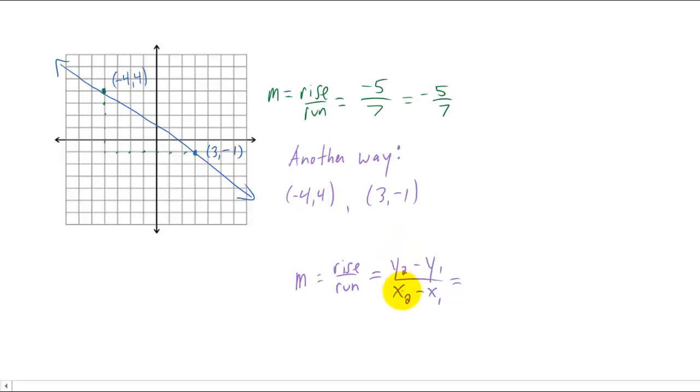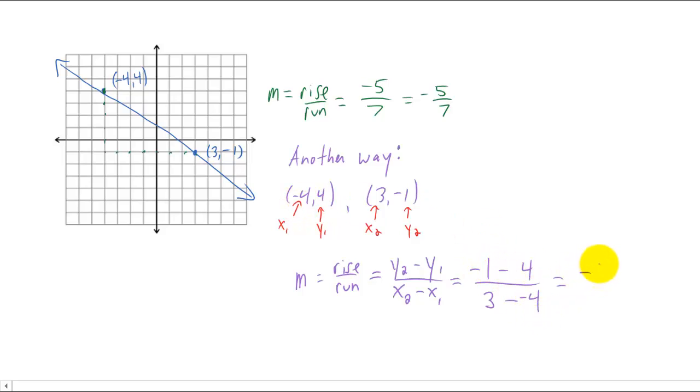So these mathematical formulas can be pretty ugly looking sometimes, I understand. So I'm going to tell you that this point here is going to be our x1, and that's going to be our y1. That means the x and y value for the first point. Right here we're going to call this x2 and y2, the x and y values from the second point. And let's see what our formula gives us. y2 is negative 1 minus y1, which is 4. x2 is 3 minus x1, which is negative 4.